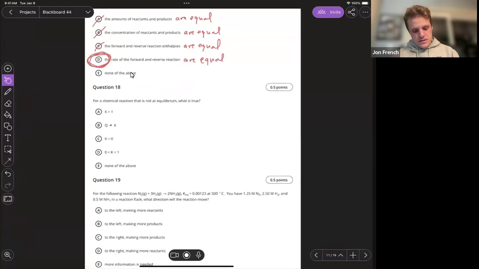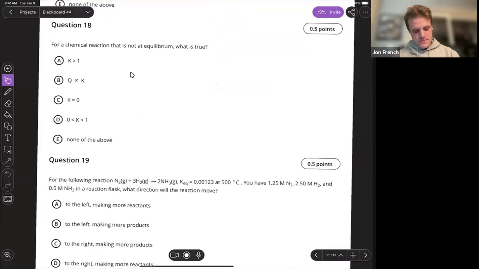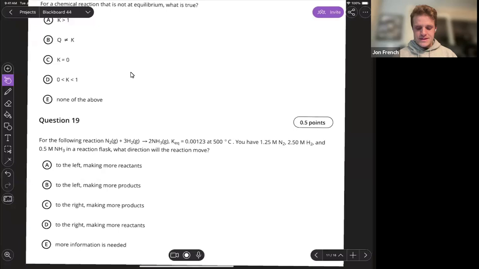Question 19, it looks like for the following reaction, nitrogen and hydrogen to ammonia, KEQ equals that. We set up a new reaction, have 1.25 molar nitrogen, 2.5 molar hydrogen, and 0.5 molar ammonia. What direction will the reaction move? So we are calculating Q.